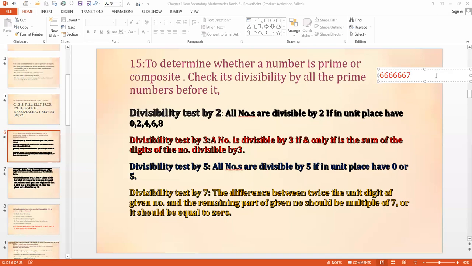Always remember, all the numbers divisible by 2 are those numbers which have 0, 2, 4, 6 or 8 in the unit place. Clear to all? Very good. Now we move to the next point, tests of divisibility. Point number 15, where I will tell you different tests of divisibility. First, the test of divisibility for 2: all numbers with 0, 2, 4, 6, 8 in the unit place are divisible by 2. Now we move to the next test.